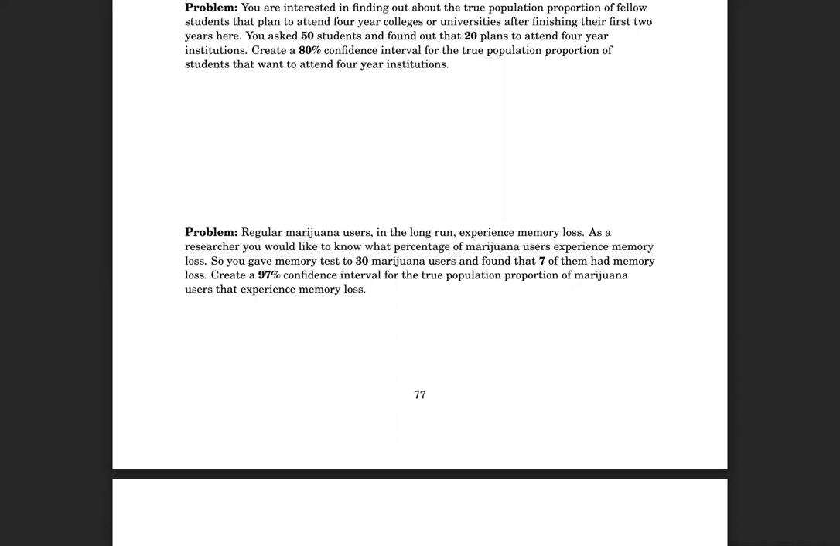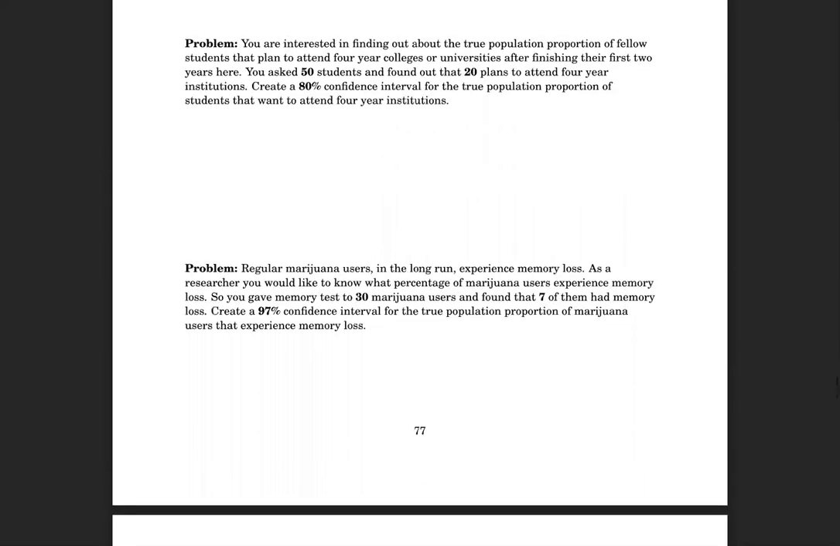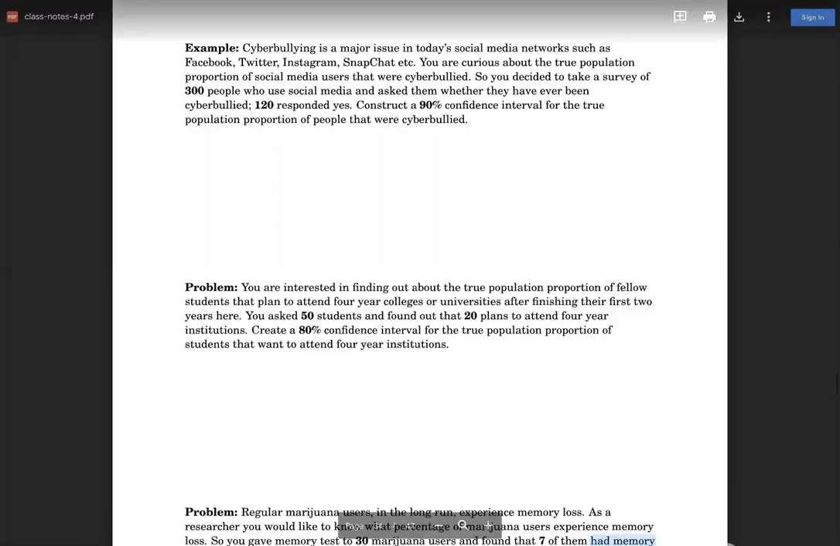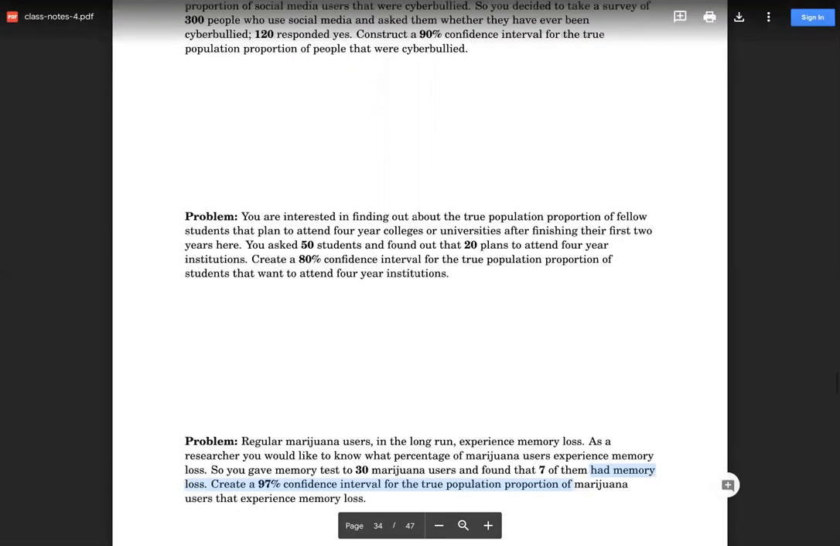for population mean. Okay. And then if time permits, we are going to go into confidence interval for population standard deviation, which is a new distribution that we will be using for that. It's called chi-square distribution. But let's go ahead and talk about confidence interval for population proportion. So let's see, we did the cyberbullying problem.